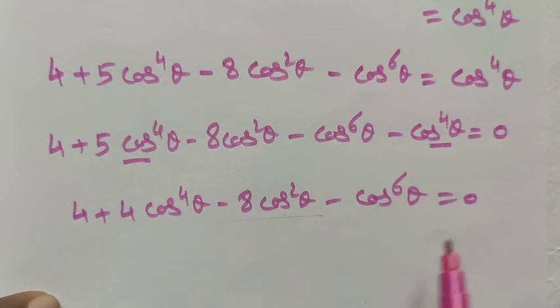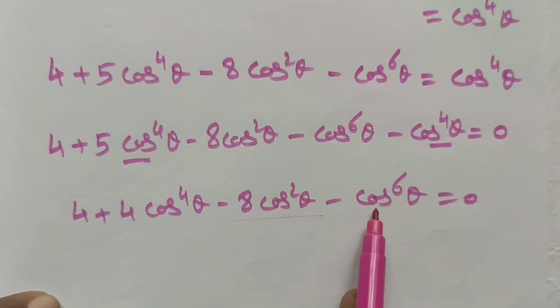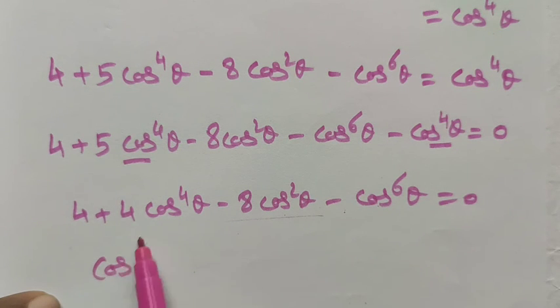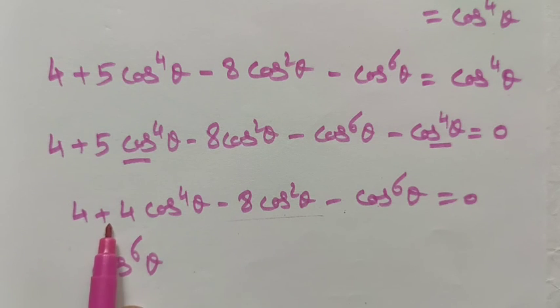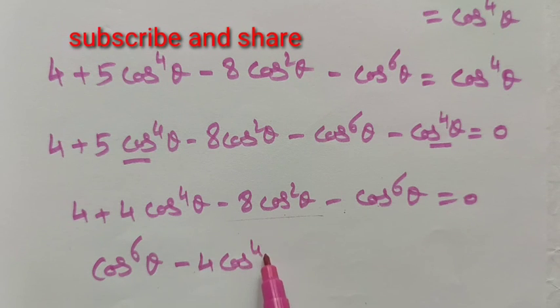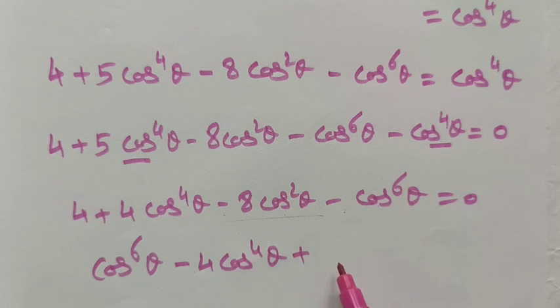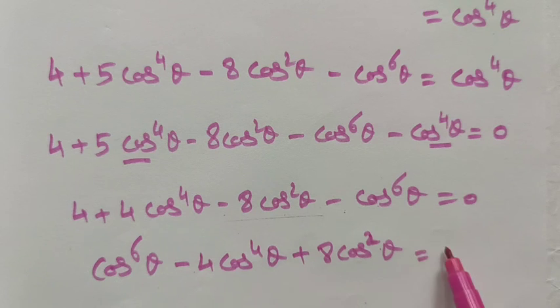Now except the constant term 4, I take the remaining terms to the other side, and I write them in order. Here we have minus cos power 6 theta; if I take it to the other side we get plus cos power 6 theta. Next, cos power 4, here we have a plus symbol, if I take it to the other side we get minus 4 cos power 4 theta. Here we have a negative symbol, if I take it to the other side we get plus 8 cos square theta. The remaining term is 4.